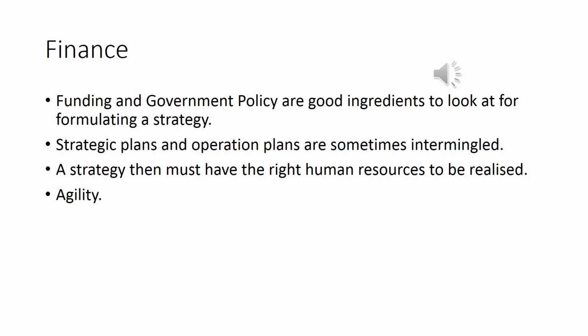A strategy then must have the right human resources to be realized, and therefore you need a good organigram as part of the written strategy in order to understand how this strategy can become a reality. And as I have also said before, the strategy needs to be flexible and you need to be agile in changing things as you go along. So strategy is not something written in stone that cannot be changed, but you might have meetings and keep the minutes of those meetings to see why a strategy is changed on the way.